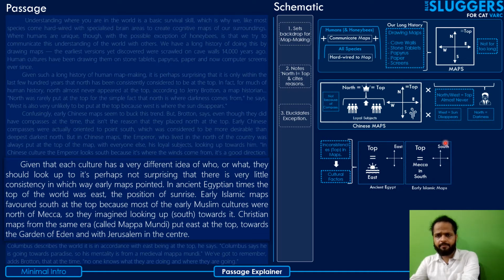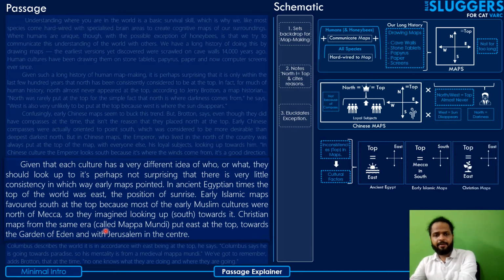Early Islamic maps favored south at the top, because most of the early Muslim cultures were north of Mecca. Because if most of the early Muslim cultures are north of Mecca, that means to look towards Mecca, their holy religious place, they'll be looking south, right? Hence they attribute a lot of value to the direction south, because south is where their holy religious place lies. So hence they used to put south at the top, so they imagine looking up south towards it.